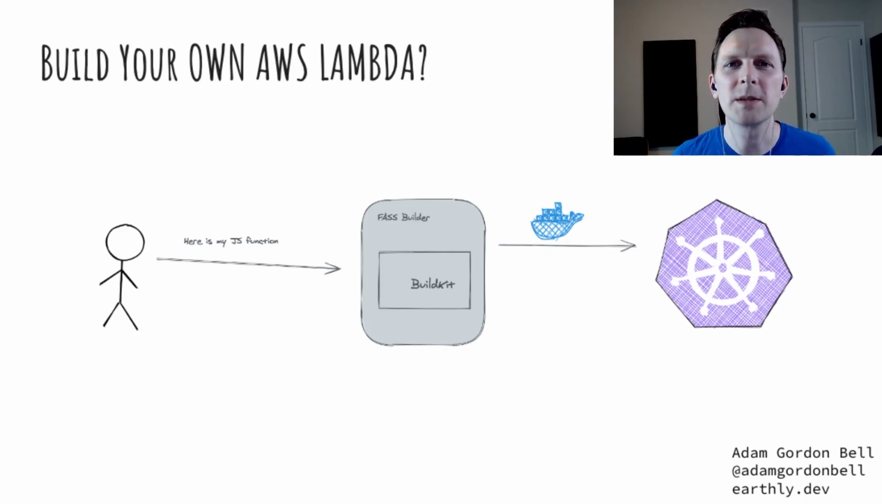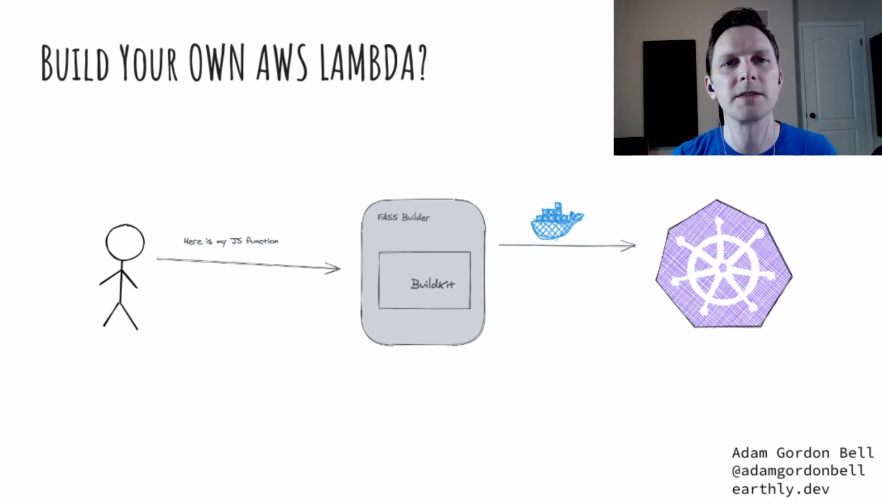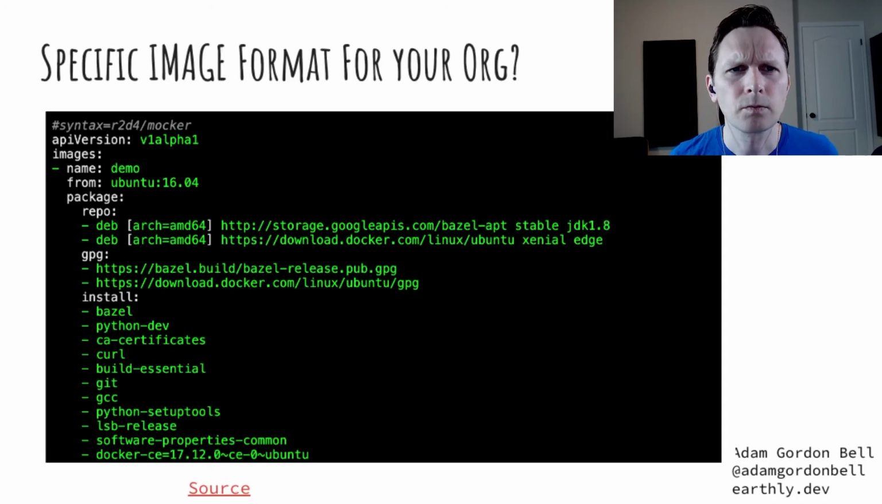Something you could do is build your own AWS Lambda clone. Using the programmatic functionality that I showed earlier, you could easily build a service that takes in a JavaScript function via a post request, and then programmatically calls buildkit to create a Docker container, throws that JavaScript in it, ships it off to Kubernetes. That might not be that hard, right? Proof of concept of that, maybe a couple hundred lines of code.